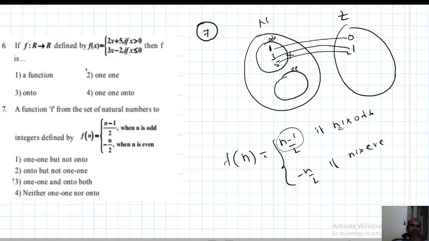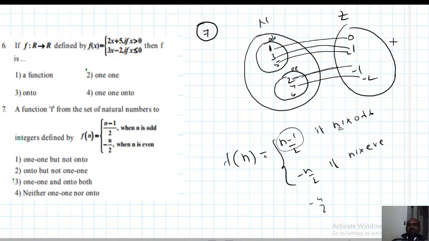Okay, next the even numbers are taken, even numbers 2, 4, 6, like that. If 2 is taken, what should it pair with? 2 should pair with minus 1. Okay, so 4 is taken, minus 4 by 2, so 4 should be paired with minus 2. All the even numbers are paired with minus 1, minus 2, minus 3, and so on. Okay, and all the odd natural numbers are paired with 0, 1, 2, and so on.